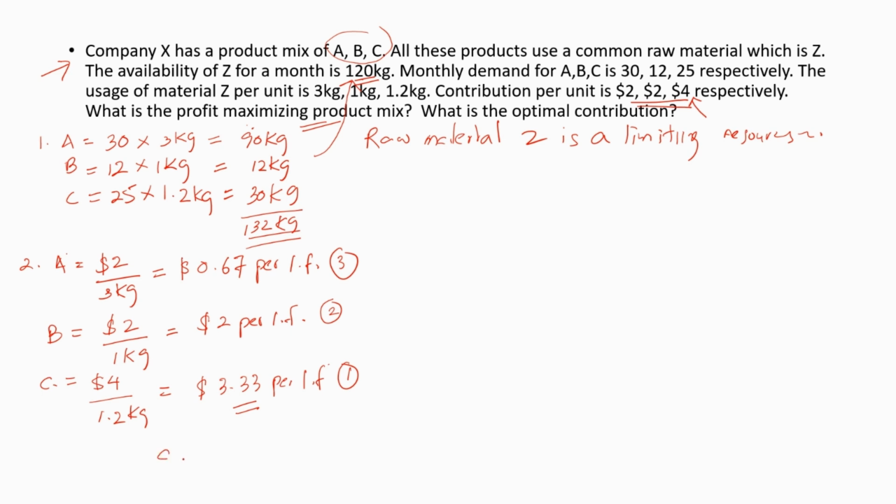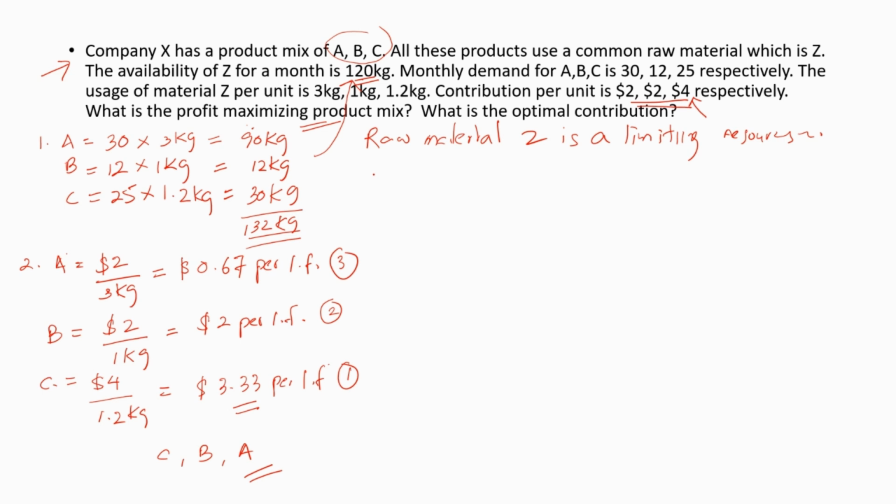Product C, product B and product A. Product C has the highest contribution per limiting factor. Product B has the second highest contribution per limiting factor. Product A has the least contribution per limiting factor. This will be the profit maximizing product mix in order.